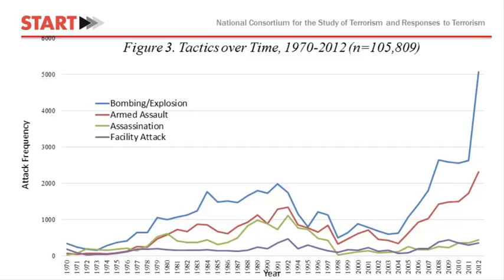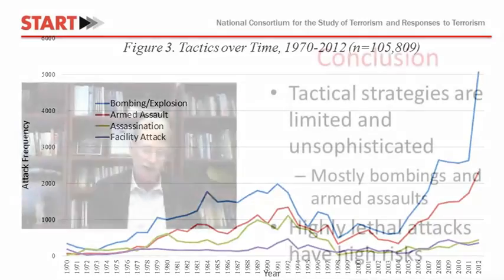The only other major exception to these general patterns is that facility attacks and assassinations continued to alternate in frequency for the last decade of the series. In some years there are more assassinations, and in other years there are more facility attacks.